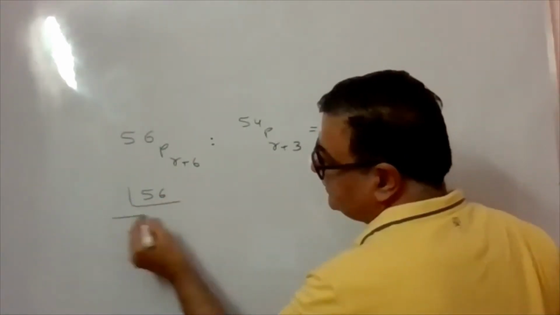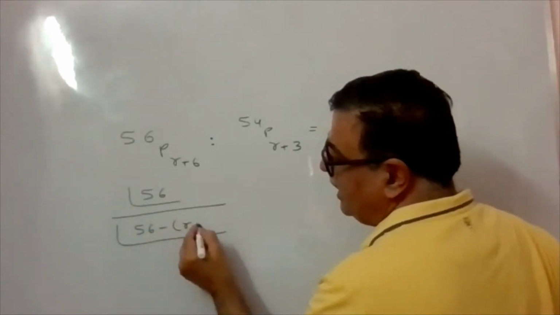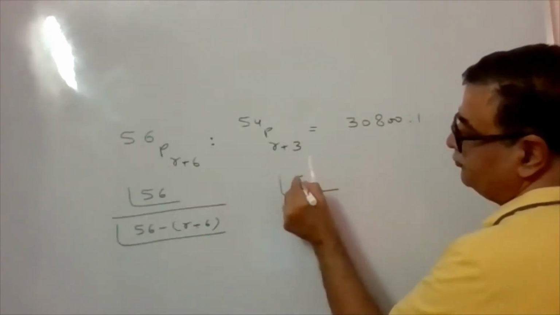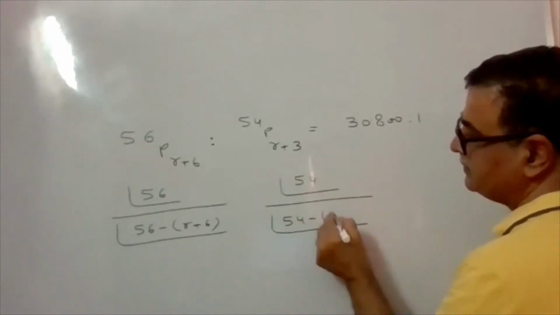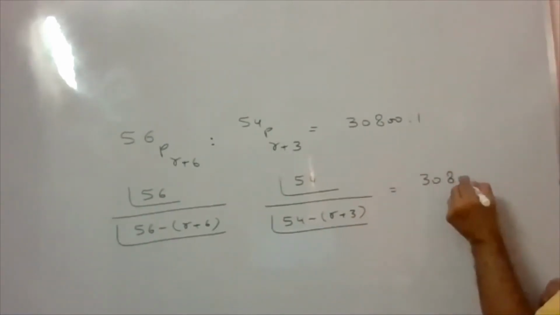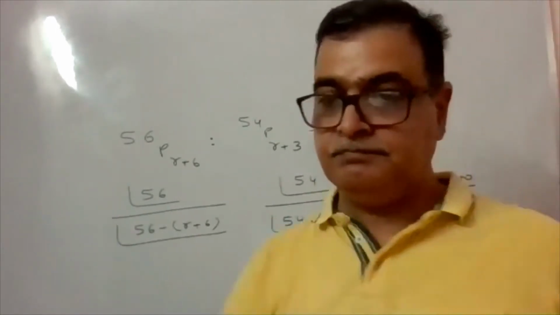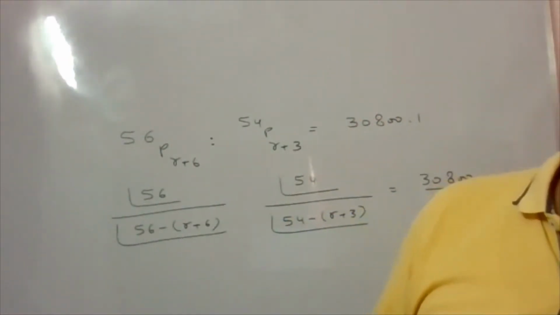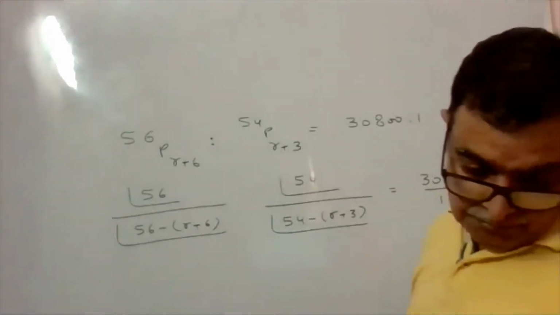Factorial 56 by 56 minus R plus 6 ratio 54 factorial by 54 minus R plus 3 should be 30800 by 1.